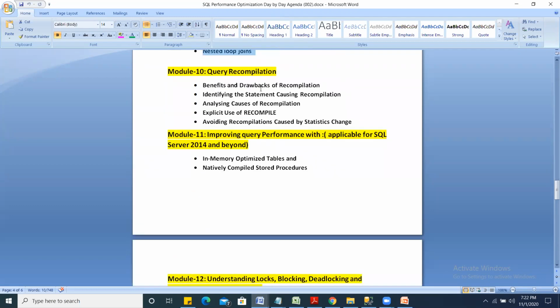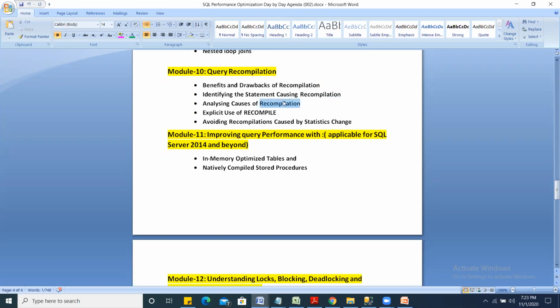Query recompilation is a good thing and bad thing too, right? So there are some benefits of query recompilation, but drawbacks are also that it consumes a lot of CPU time. So excessive recompilation of queries are not good, right? So which statement is causing recompilation that we can catch using extended event, right? And we can analyze the causes of recompilation. After that, we can troubleshoot that recompilation should not occur frequently, right?